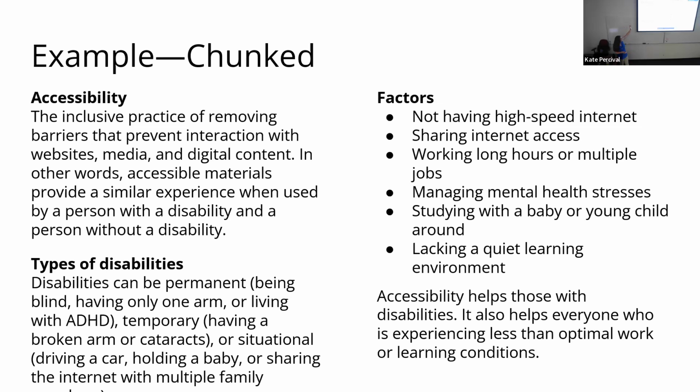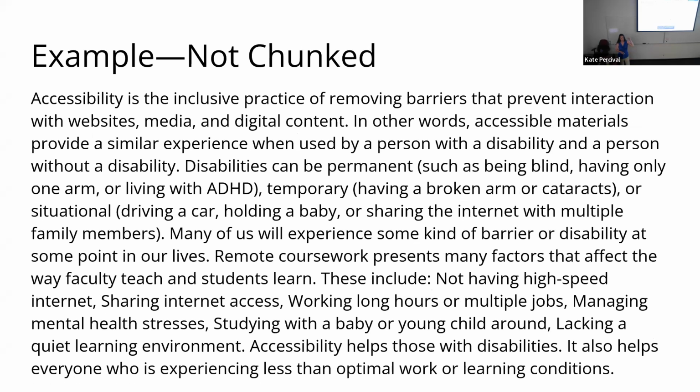Paragraph of text. We have the type of disabilities heading, another small paragraph of text. We have factors, which is in a list, and then a final paragraph. It's much easier to skim. Your eye is drawn to the different sections. Understand key concepts. It's much more satisfying than the wall of text that no one likes to get.